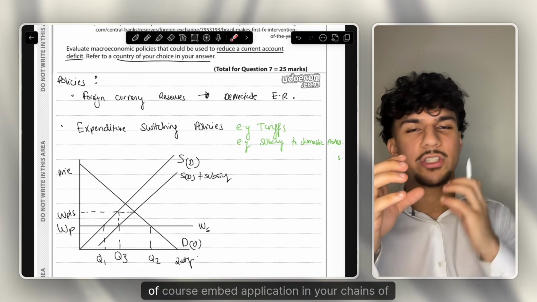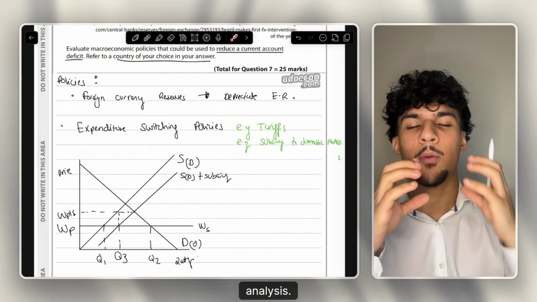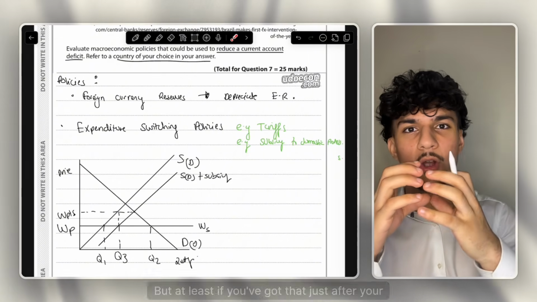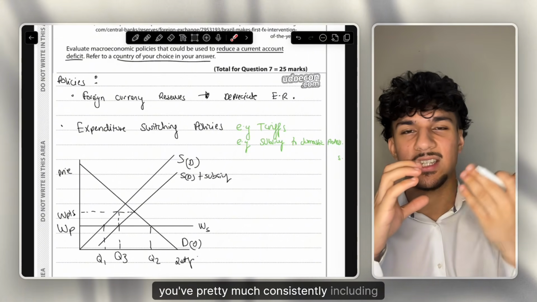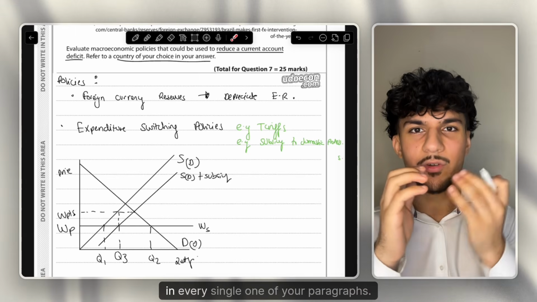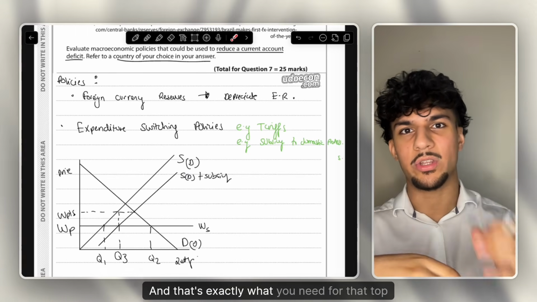So at least, of course, embed application in your chains of analysis. But at least if you've got that just after your point, you've pretty much consistently included application in every single one of your paragraphs. And that's exactly what you need for that top level.